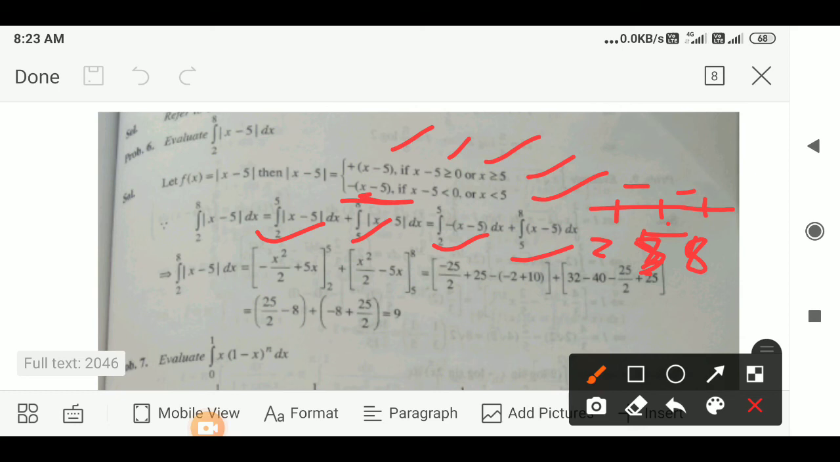Thus putting these, now we can easily integrate both and put the limits. We get minus x square upon 2 plus 5x from 2 to 5, and similarly x square by 2 minus 5x from 5 to 8. Put the upper limit in place of x and then minus the lower limit, and similarly in the other case, upper limit minus lower limit, you get the result.